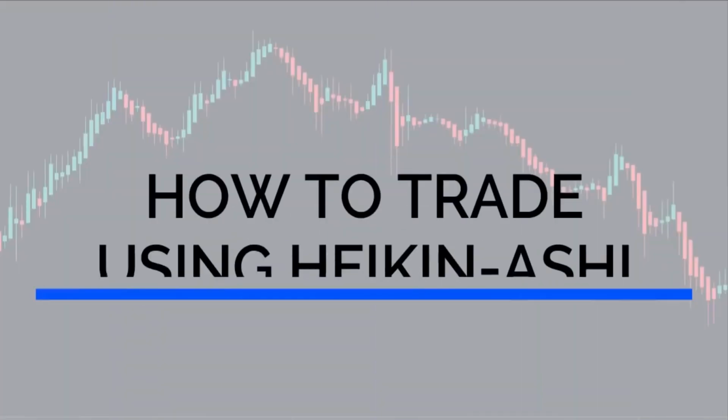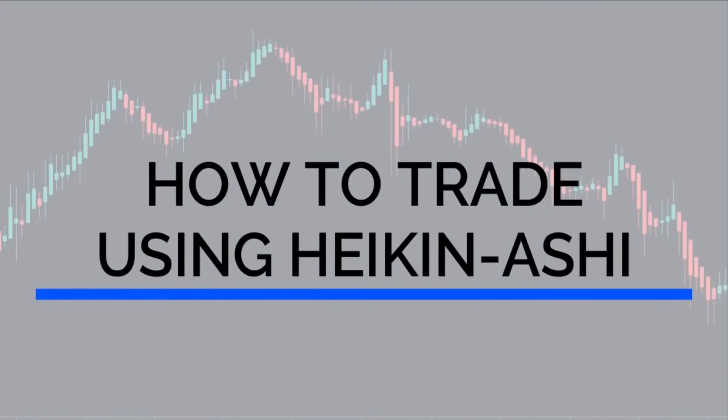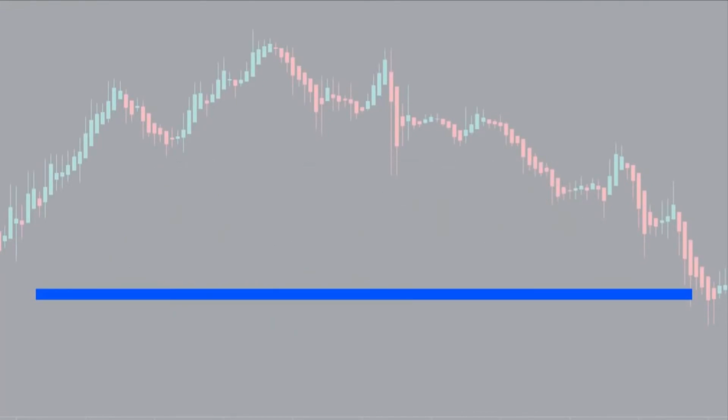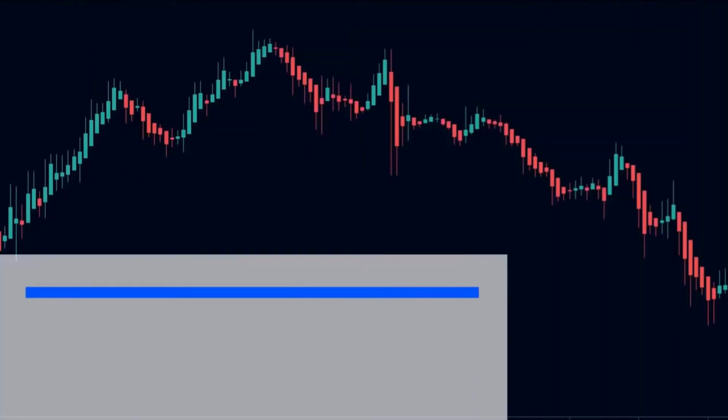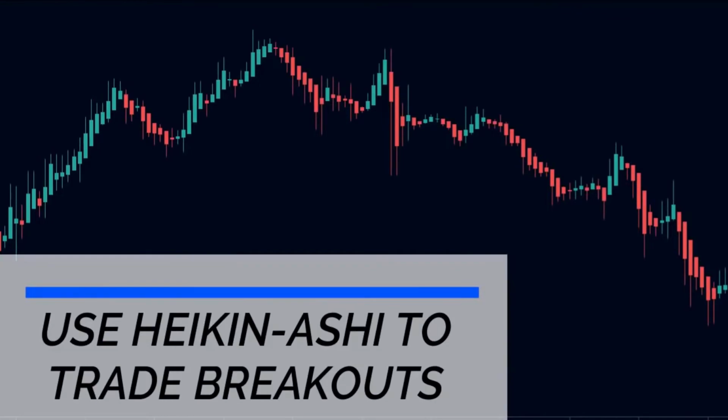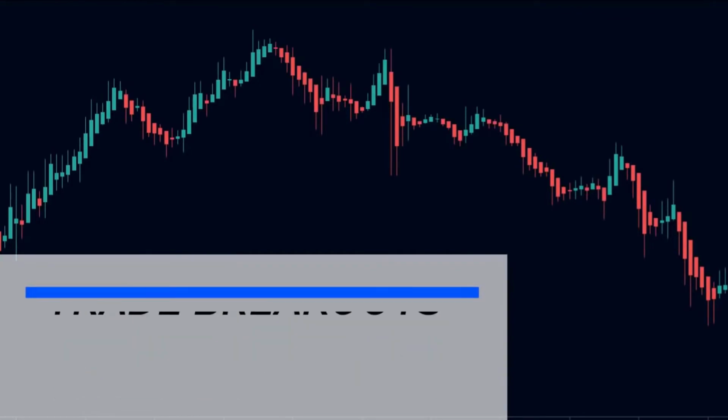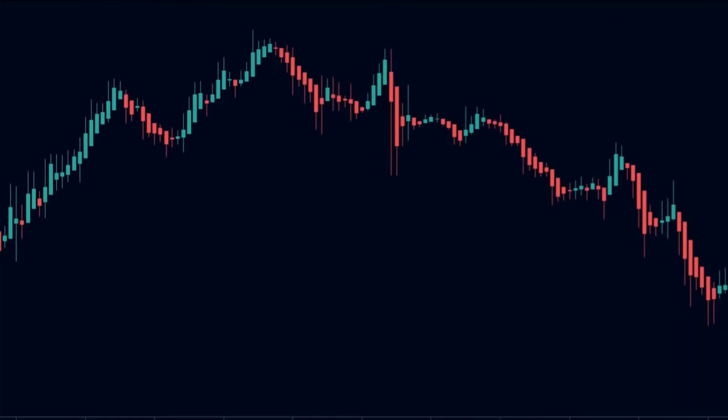So this is how to read Heikin Ashi candles. We will now use this knowledge and combine it with other technical tools for trading. So first, let us use Heikin Ashi charts to trade breakouts. Look at this chart. Here we have the Euro-USD pair on a 5-minute chart.